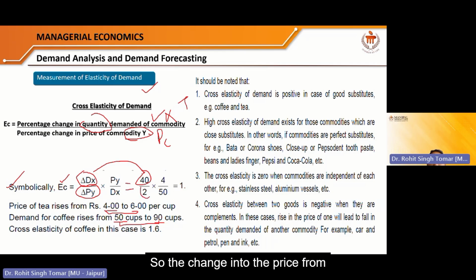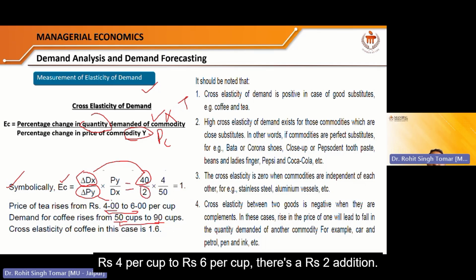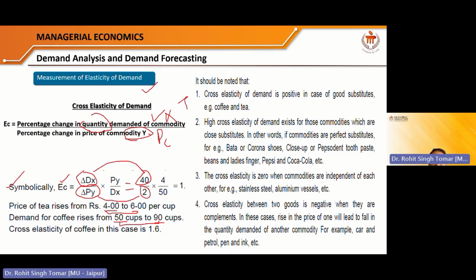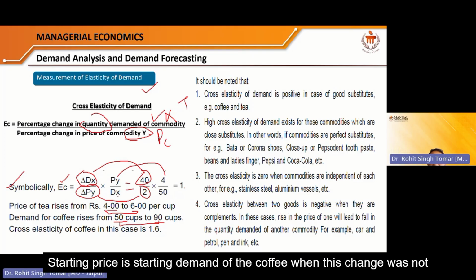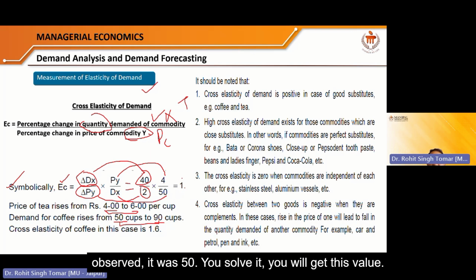So the price changes from 4 rupees per cup to 6 rupees per cup, an addition of 2 rupees. So the change is 2 rupees. The initial price of the tea, the starting price, is 4 rupees. The starting demand of the coffee, when this change was not observed, was 50. You solve it, you will get this value.